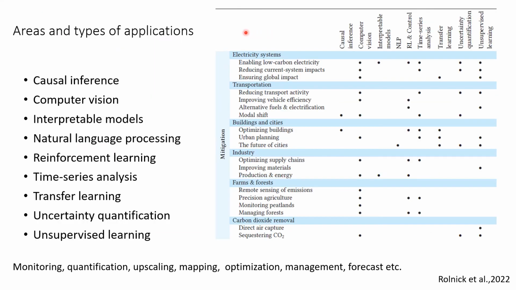This table synthesizes typical applications of machine learning in greenhouse gas mitigation. These applications tackle issues related to monitoring, budget quantification, upscaling, mapping, optimization, scheduling, management, and forecasting, etc. Topics involve causal inference, computer vision, interpretable models, natural language processing, reinforcement learning, time series analysis, transfer learning, uncertainty quantification, and unsupervised learning, etc. As you can see, computer vision is by far where machine learning is most widely used in this area.